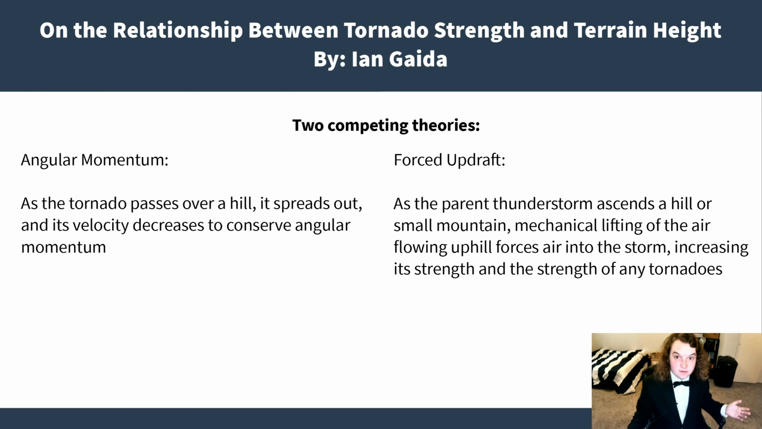For the forced updraft theory, as the parent storm ascends a hill, mechanical lifting forces more air into the storm, which increases its strength and subsequently would increase the strength of any following tornadoes.